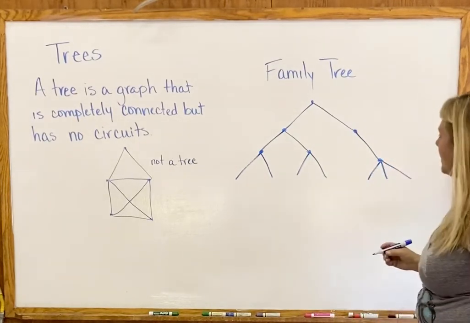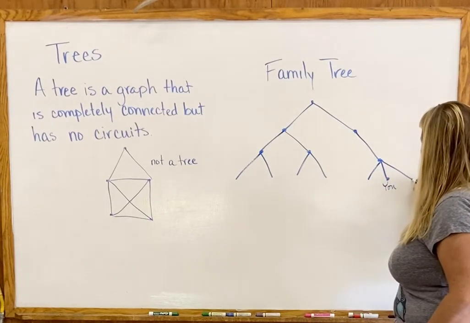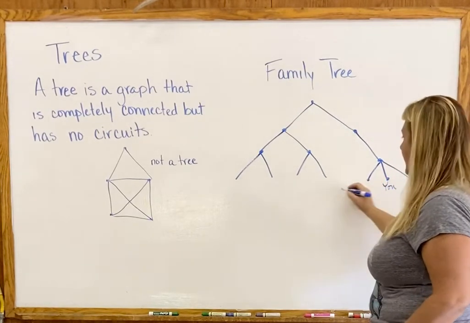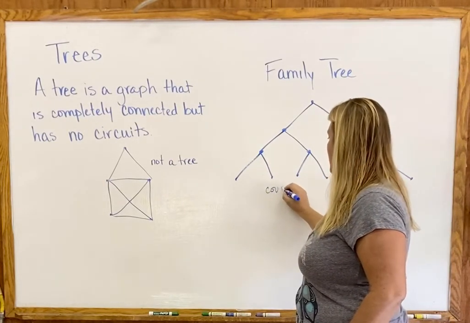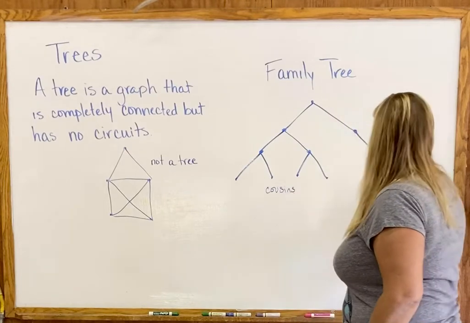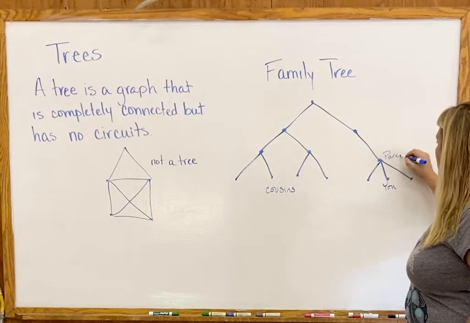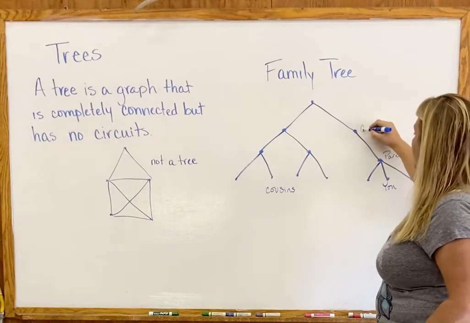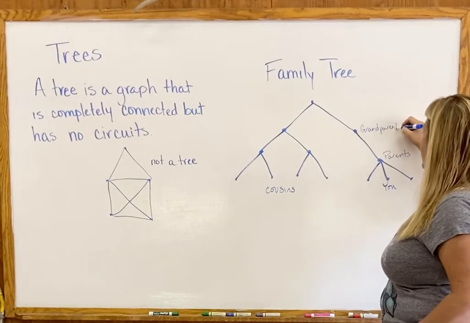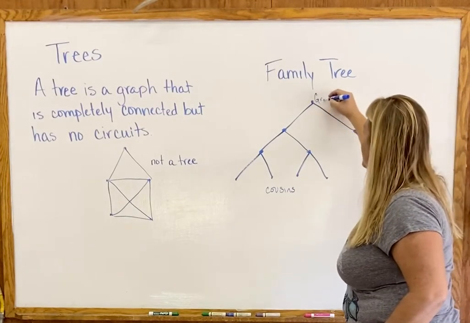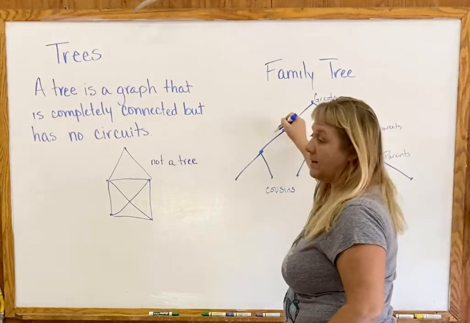Okay, you could have something like this, and this could be you right here. Then you have siblings. These guys over here would be your cousins, but these cousins are a little bit removed. Here are your parents. Here are your grandparents. And here are your great-grandparents. This is your great aunt or uncle.